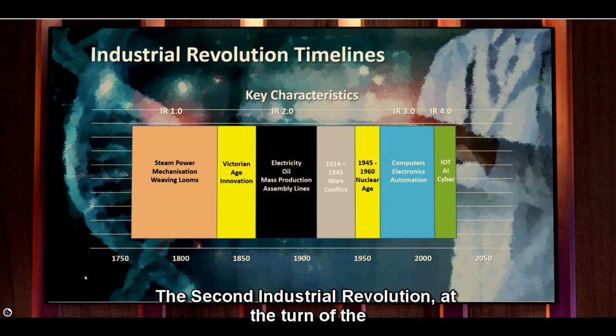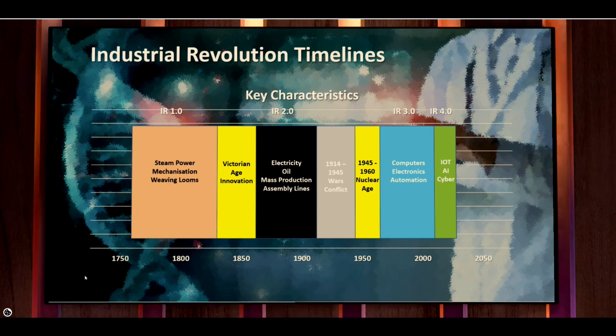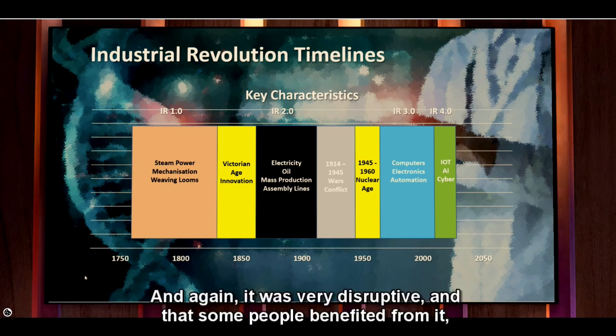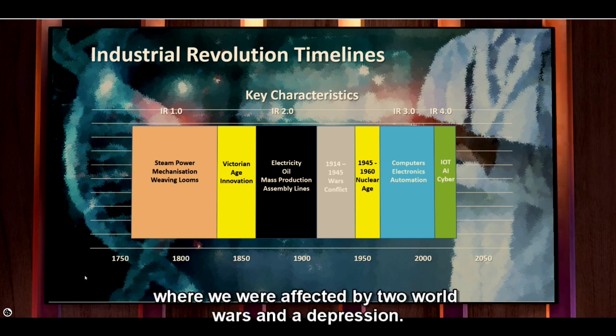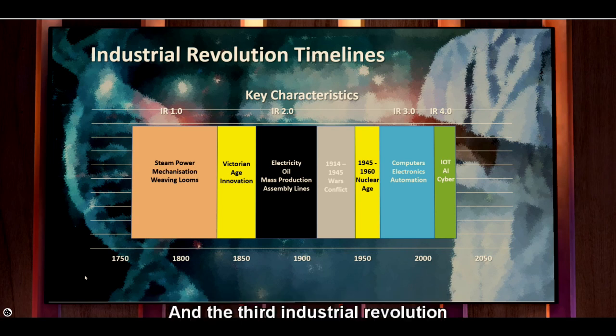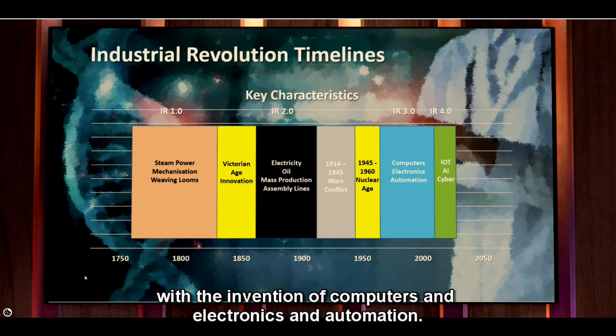The second industrial revolution at the turn of the 19th century, 20th century, involved the use of electricity, oil, mass production assembly lines. And again, it was very disruptive, in that some people benefited from it, other people did not. We had an intermediate period where we were affected by two world wars and a depression. And the third industrial revolution started in the 1960s, probably, with the invention of computers and electronics and automation.